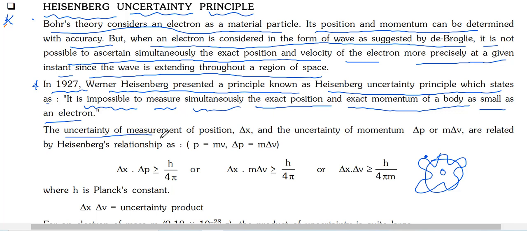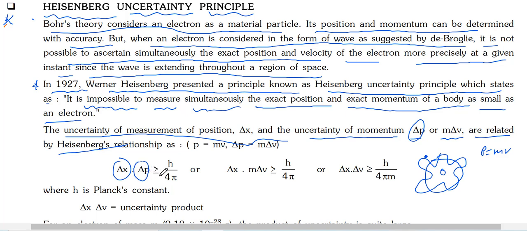The uncertainty of measurement of position, delta x, and the uncertainty of momentum, delta p, or delta p we can write as m delta v also, because p equal to mv, are related by the Heisenberg relation as delta x into delta p is greater than or equal to h by 4 pi. This one we can write like this also: delta x into m delta v is greater than or equal to h by 4 pi. But whenever we are doing the numericals, generally we will take it as an equal, we will solve the questions.